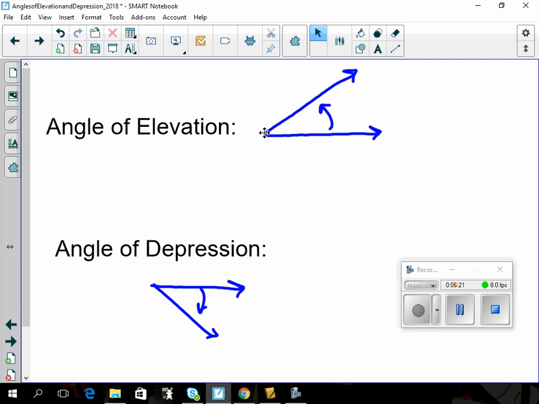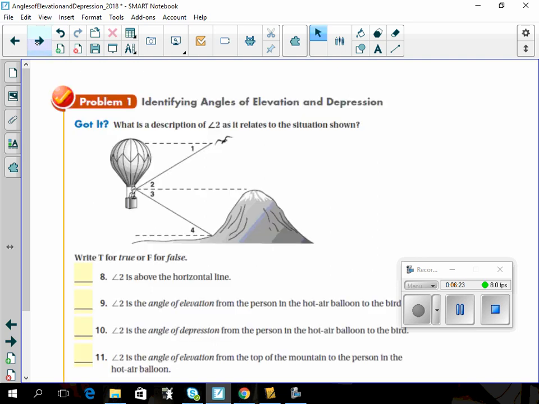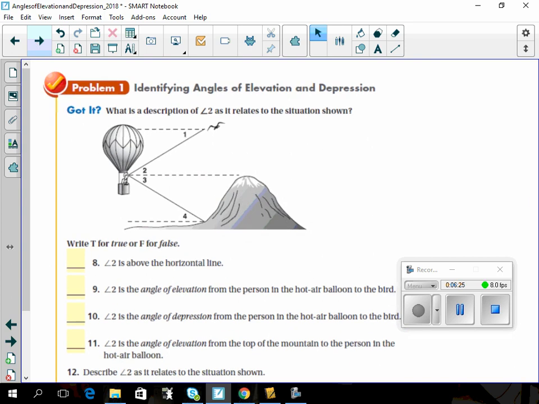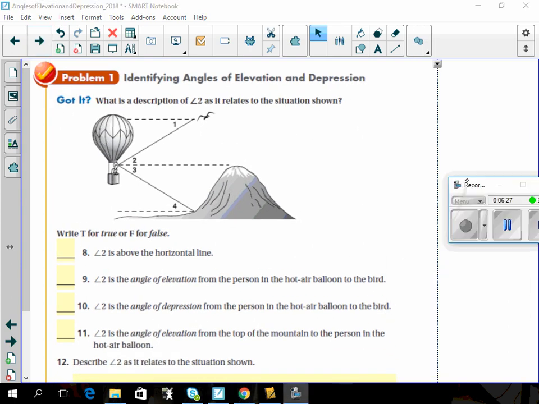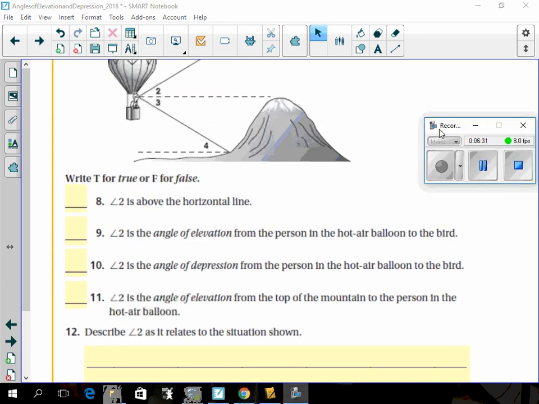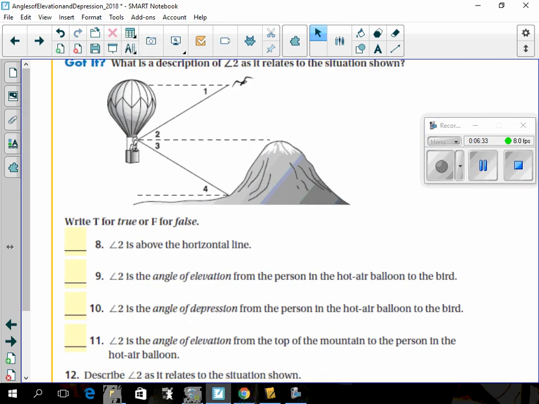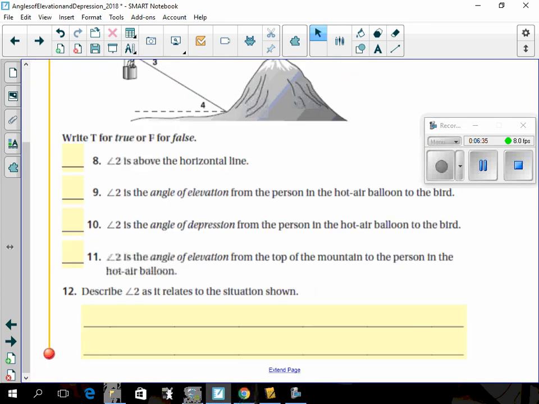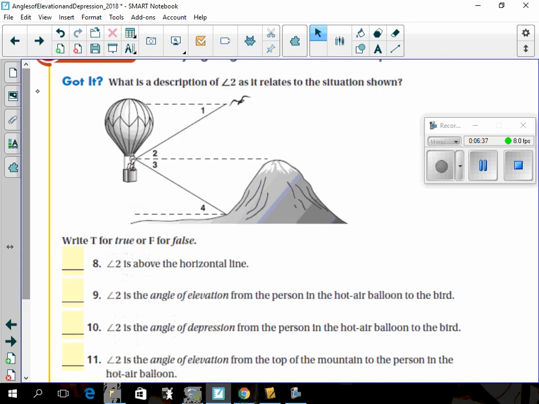Good? All right. So let's look at this example here, and then you're going to try one on your own. Let me make it a little bit bigger so you guys can see it. Kind of hard to see. There we go. So I have a hot air balloon, okay? I have a hot air balloon and a mountain in my picture. And I want us to think about angles 1, 2, 3, and 4, and whether or not they're angles of elevation or angles of depression.